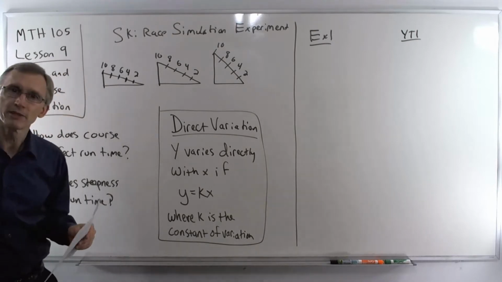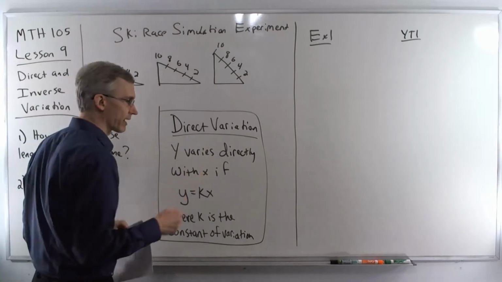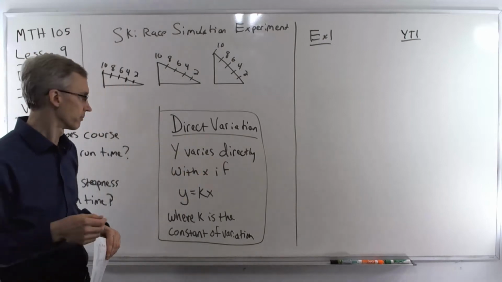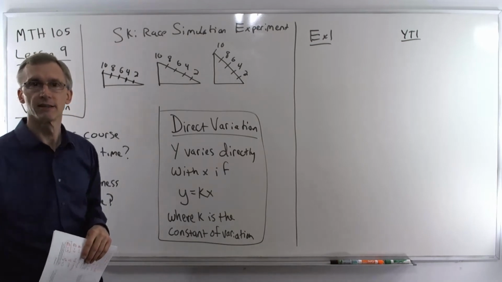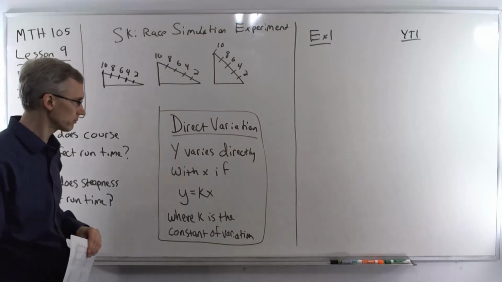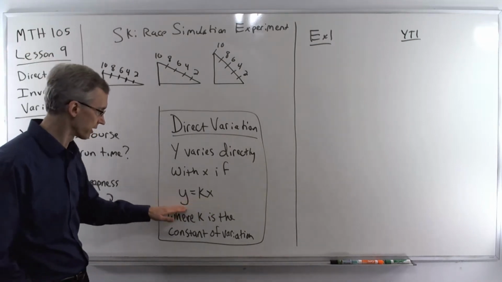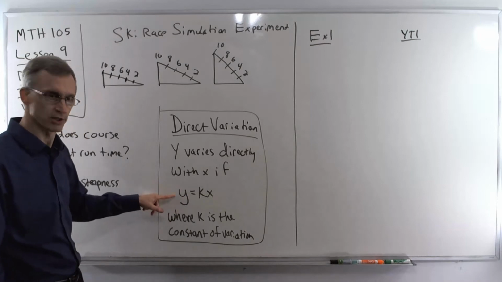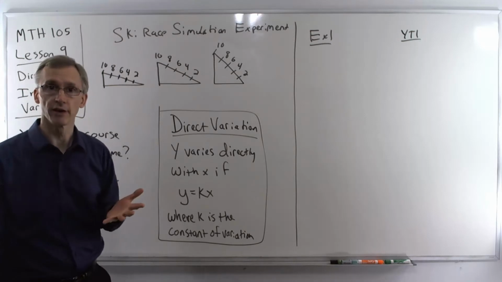We're going to see questions worded a little bit strangely. Y varies directly with X, or sometimes it's written as X. It's kind of a strange way of saying it. I prefer with because it's more common. If y varies directly with x, we're going to use the equation of variation: y equals kx. And k is called the constant of variation.